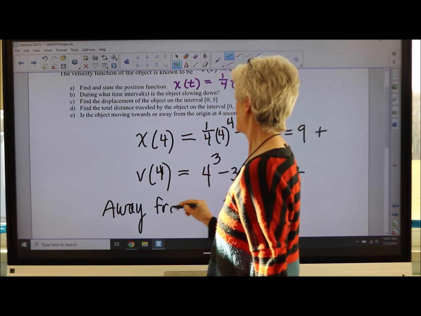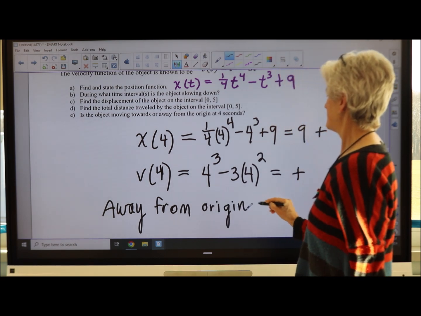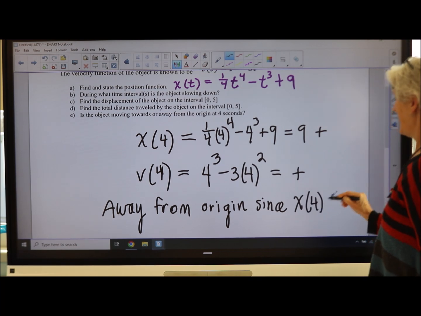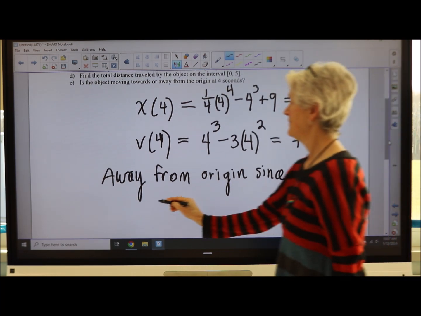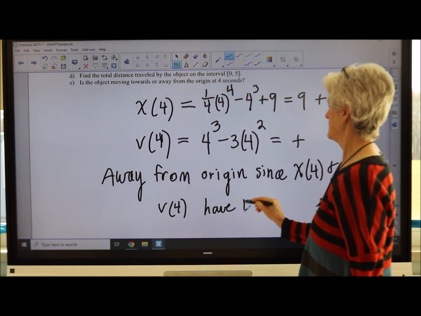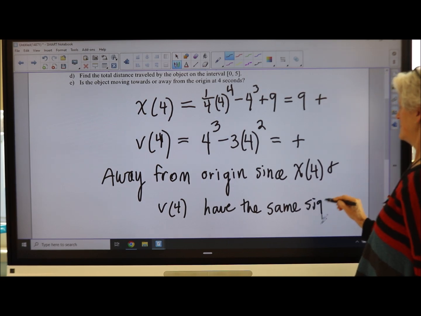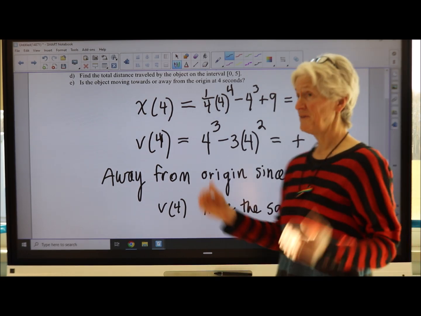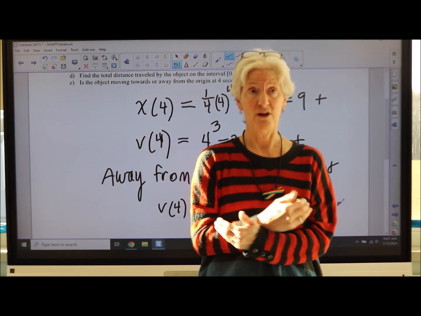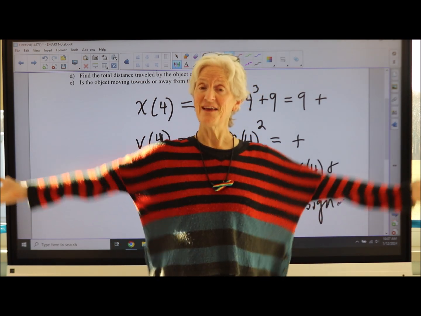And my evidence would simply be, since x of 4 and v of 4 have the same sign, we're moving away. If the signs of the position and the velocity were different from each other, we'd be moving towards. I hope that was helpful.